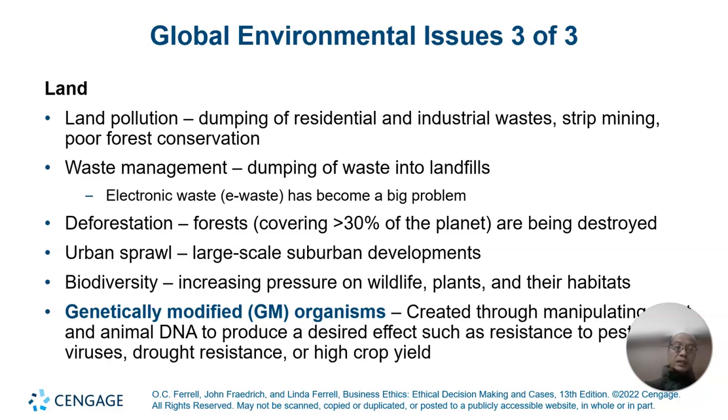And then with land, there's the issue of genetically modified organisms. Usually these genetically modified organisms are created to get the best of a certain species of plant or animal, usually for human consumption. To get the best product, to get the best crop, to get the best corn, for example.